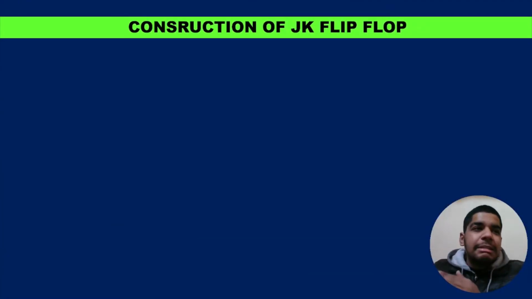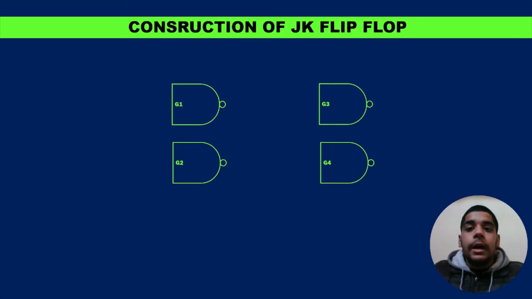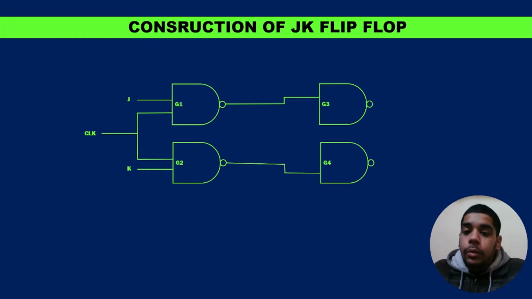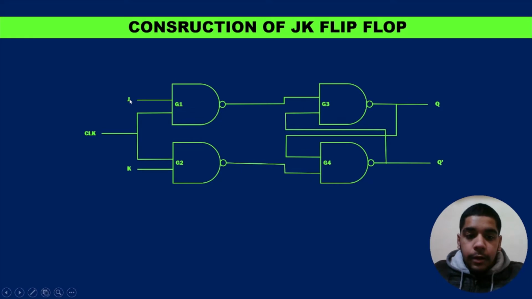The JK flip-flop is similar to the SR flip-flop, but we change it a little bit. We have 4 NAND gates, but instead of S and R inputs, we'll give J and K inputs, and then we'll give the clock pulse as we have given in SR. Then we give the outputs of G1 and G2 as inputs of G3 and G4, and the outputs of G3 and G4 as Q and Q bar. After that, we'll give the feedbacks, the same as in the SR flip-flop, but here instead of S and R we give the inputs J and K.